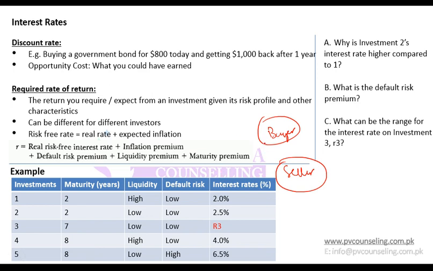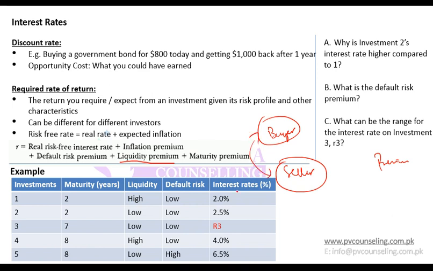Otherwise, if the number of buyers and sellers is very less, or if it is difficult to find a buyer or difficult to find a seller, then that means you need a premium for that as well. And that premium is known as liquidity premium. That is the ability to liquidate an asset, selling or buying, on both the positions.